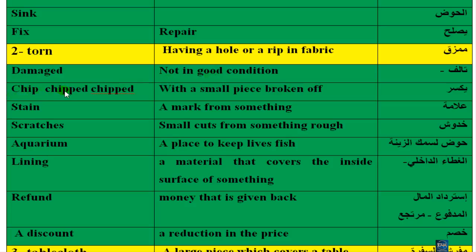Chipped. This is the past and this is the PP, past participle. Chipped. The D here is going to be pronounced T. Why? Because the last sound is the sound of P, like hope, hoped. Not D, but we say it T. Chip. With a small piece broken off.